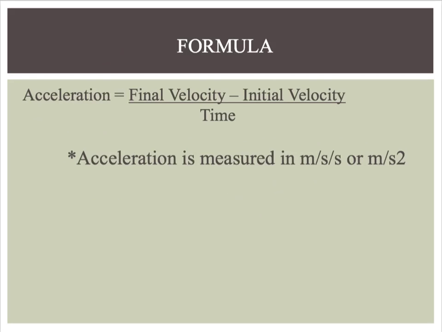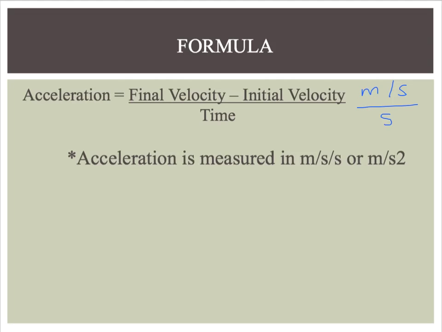So the formula that we need to write down in our notes is that acceleration is equal to the final velocity, so the velocity at the end. Subtracting from that is the initial velocity, and when you figure out the difference between those two, you divide it all by the time. So yesterday we talked about how our unit for velocity is meters per second, and our typical unit for time is seconds.